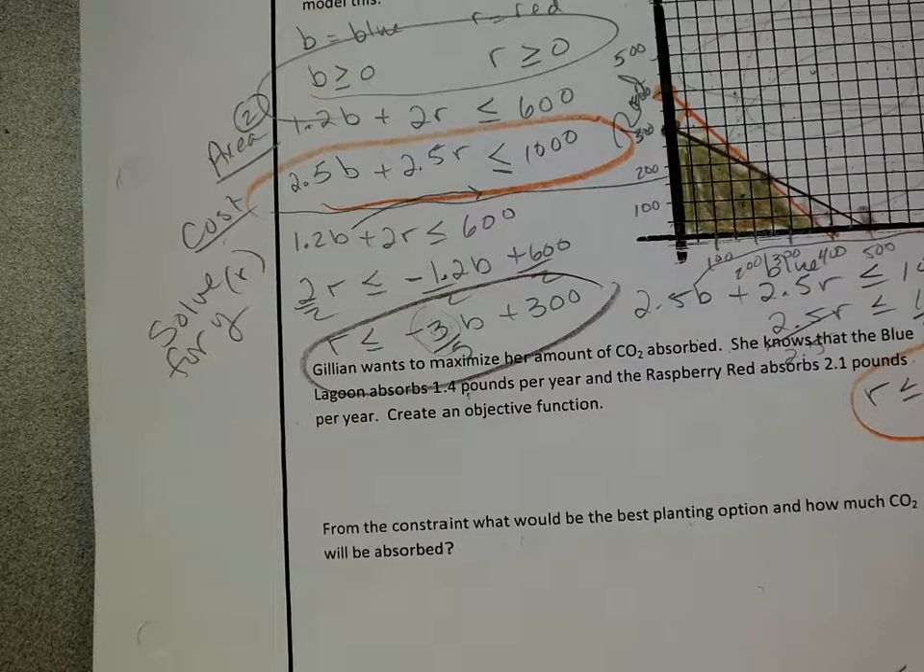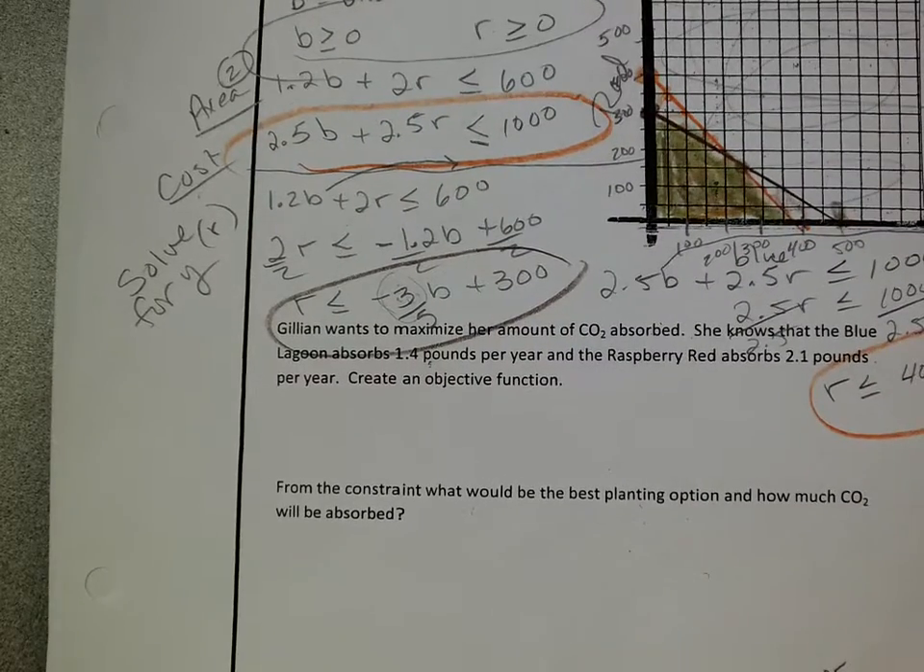Now, what's the best option? What do you think? Well, let's look at our corners, because your corners are going to give your max or mins. Real easy question. For our corners, you with me? Where's our minimum? You guys agree? If you plant no flowers, it doesn't cost you any money, but nothing gets covered. Kind of a boring roof, huh?